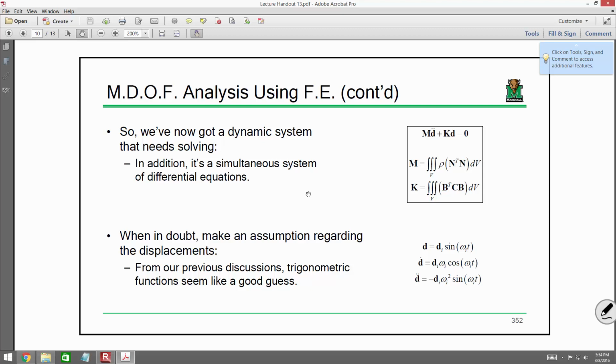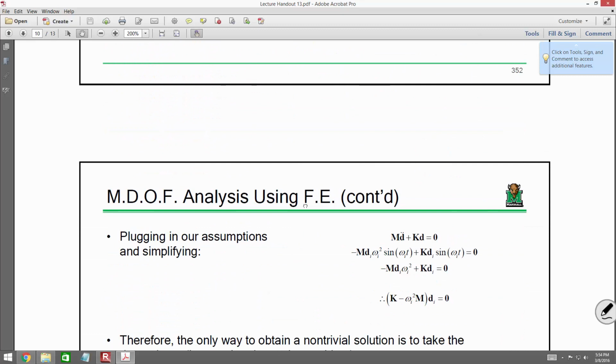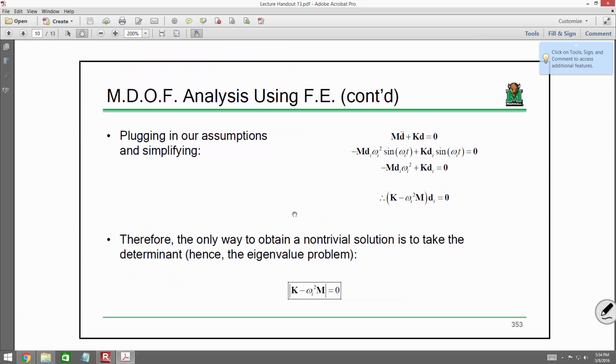And we say, well, all right, plugging them in. So k times d, that's where that d sine omega t comes from, and then minus omega squared times m times d sine omega t. Factor out the sine. I can divide both sides by the sine, factor out the displacements, and I get this. Okay?